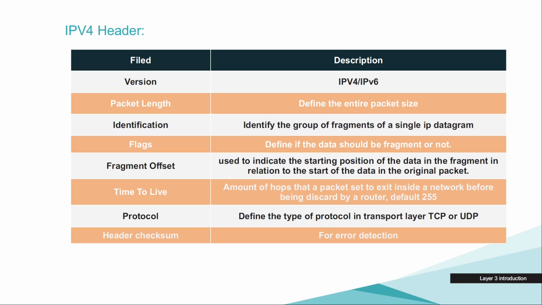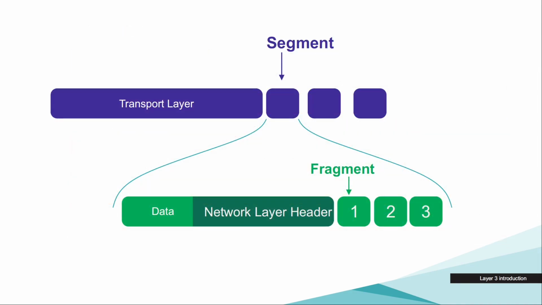Time to live, or TTL, is the number of hops that a packet is allowed to traverse inside the network before being discarded by a router. The default TTL for Cisco routers is 255. Protocol defines the type of protocol in the transport layer, so it defines whether it's TCP or UDP. Header checksum is used for error detection. A lot of fields in IP version 4 are about fragmentation.